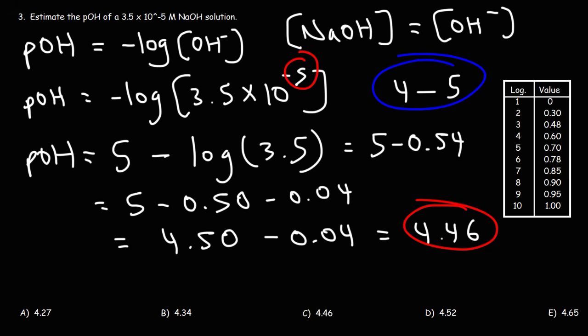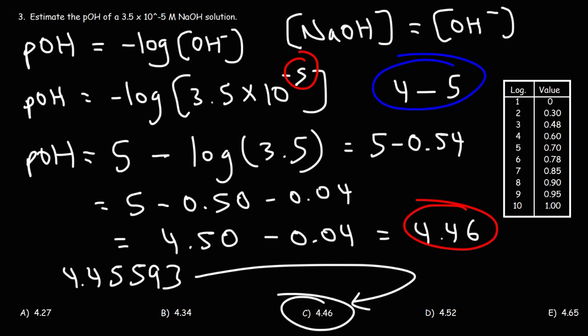And if you type in negative log 3.5 times 10 to the minus 5, you're going to get 4.45593. So that rounds to 4.46. Thus, C is the correct answer for this example.